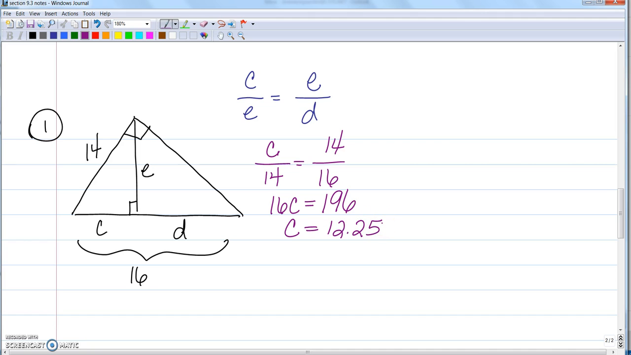By the way, guys, if you wanted to, which probably would have been smarter, especially since I don't have a calculator here with me, I could have simplified the 14 and the 16 and then cross multiplied. It probably would have been a little bit nicer. But all right, so now that C is 12.25, I'm going to plug it back in here. And then I can subtract 16 minus 12.25 to figure out that this is 3.75.